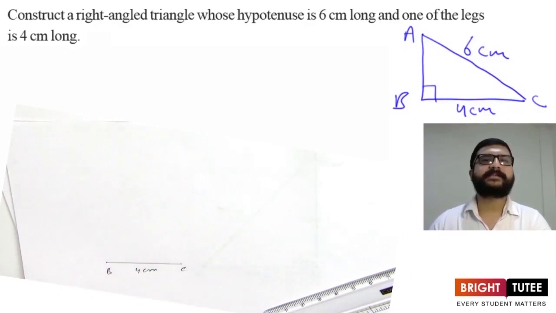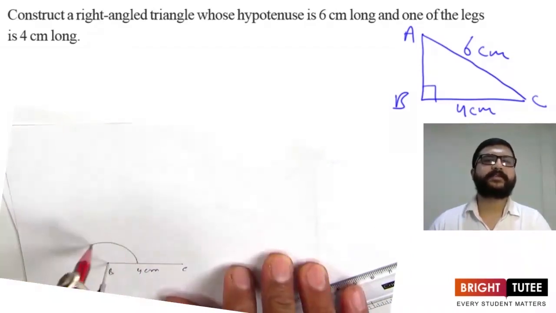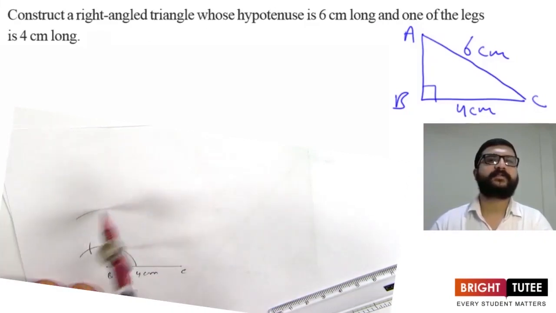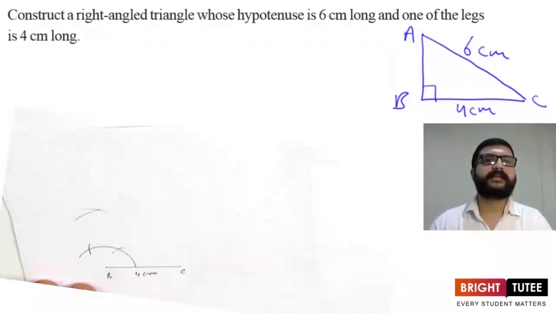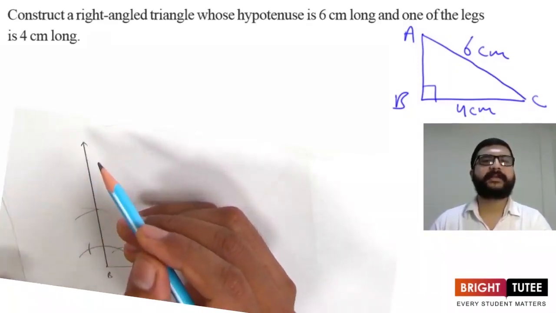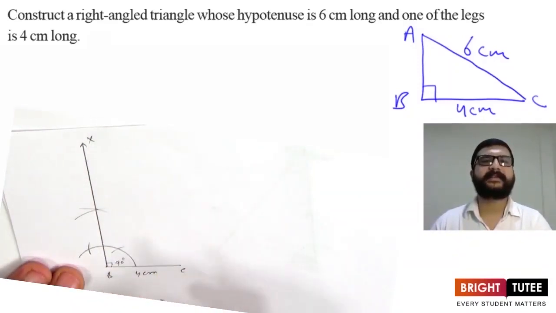Now the next step is angle B to be 90 degrees. So here we have to construct a 90 degree angle. And in the steps of construction also we will write construct a 90 degree angle at B such that angle XBC is equal to 90 degrees. That is, this angle is 90 degrees.